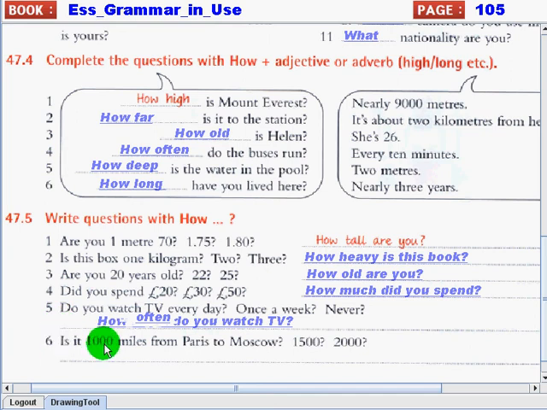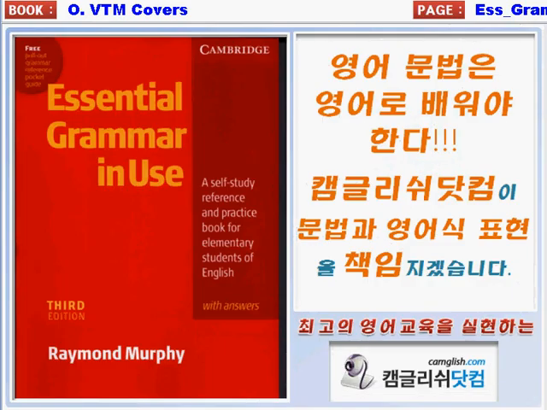Next, is it 1,000 miles from Paris to Moscow? Or 1,500 or 2,000? Instead of saying that, we can just say, how far is it from Paris to Moscow? Let's write, how far is it from Paris to Moscow? Right? That's easier.